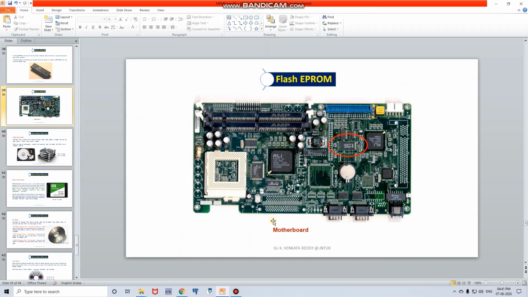Present day personal computers use flash EPROMs to store important programs such as the instructions that are to be executed when the computer is powered on. These important programs are normally called the firmware of a computer or BIOS, the basic input output system. In computers, the flash EPROMs or BIOS chips are placed on the motherboard. Till now, we have discussed different internal memories that are inside the microprocessor or on the motherboard of the computers.